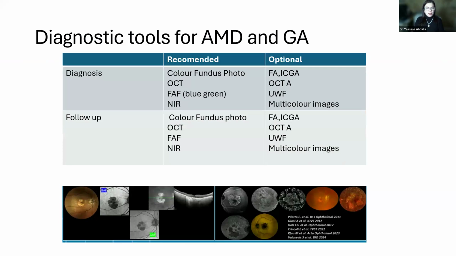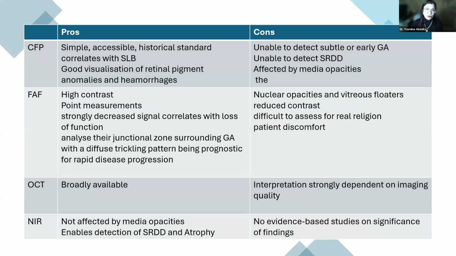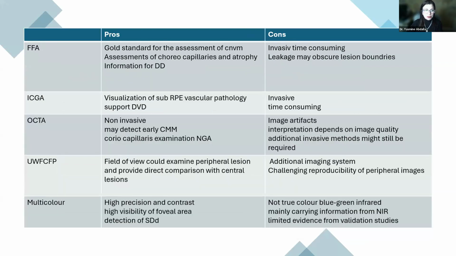So what is in our toolbox for diagnosing AMD and GA? I'm not going to dwell a lot on this because I think most of the attendees know that all of us nowadays do OCTs and OCTA. It's the mainstay of diagnosis. But obviously there are other imaging modalities, some for purely academic interest and some for pragmatic interests. I'm not going to go through those tables as we've got a lot to cover. So basically this is the pros and cons of every imaging modality that we might use.